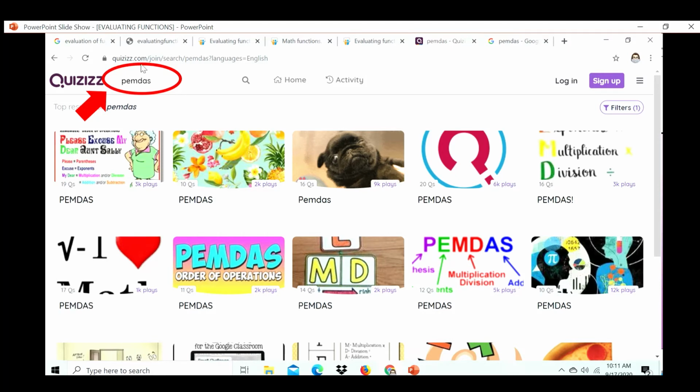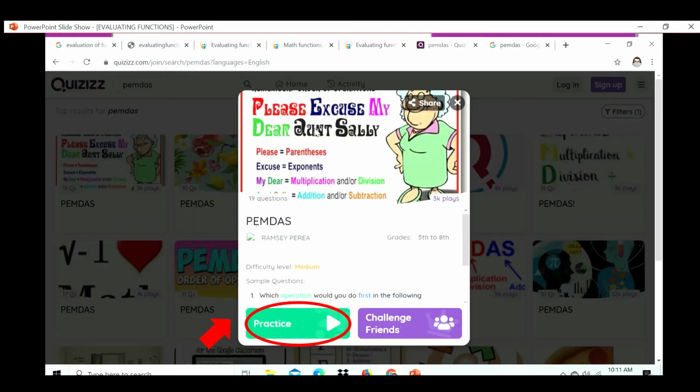Ayan, dito naman sa PEMDAS. So, maraming lalabas na choice. So, halimbawa, pumili tayo ng isa. Ayan, so pinili natin si PEMDAS. Ang pipiliin nyo class is ito. Practice. Huwag yung challenge friends.